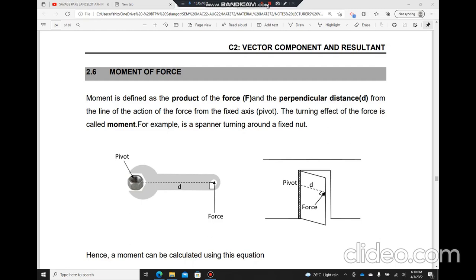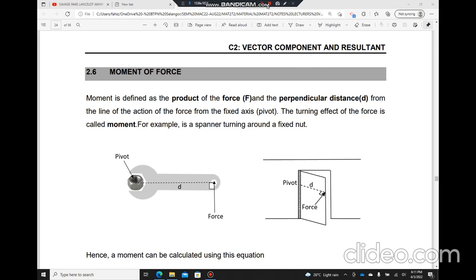Okay, next topic for chapter 2, moment of force. Moment is defined as the product of the force F and the perpendicular distance D from the line of action of the force from the fixed axis, or we call pivot. The turning effect of the force is called moment. For example, a spanner turning around a fixed nut.